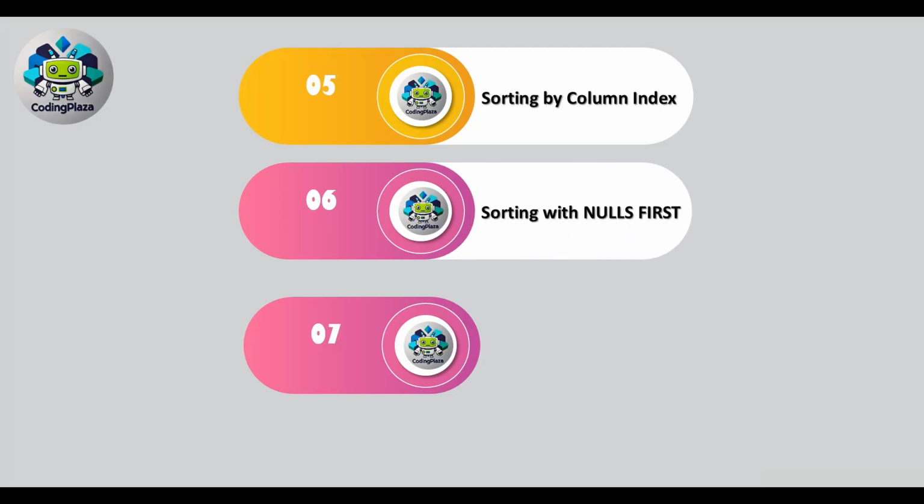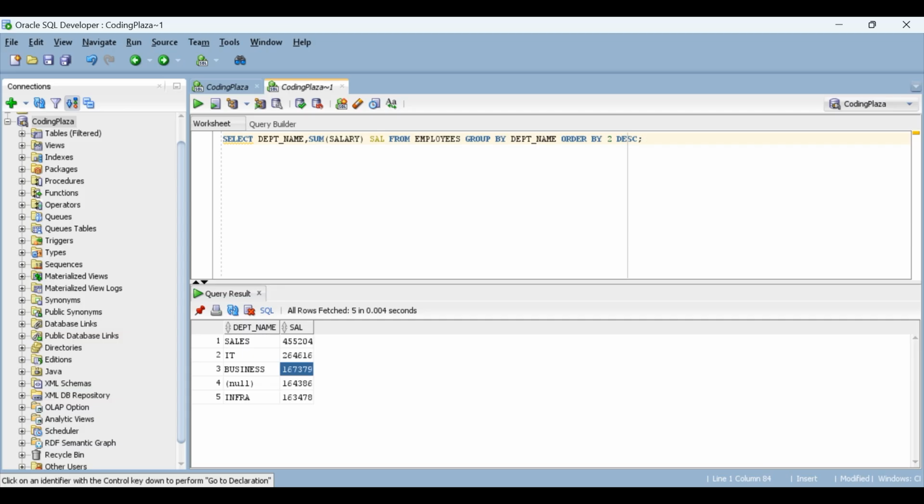Next is the sixth point, sorting with nulls last. Okay, so this is how it will be useful. See, I will show you the data first. In the last query, we have segregated data with indexing, right? So sales, IT, business, and null is in the fourth place. But as per the requirement, which is about salary, the null should go at last. The null value should be last, so we have to filter it out like that.